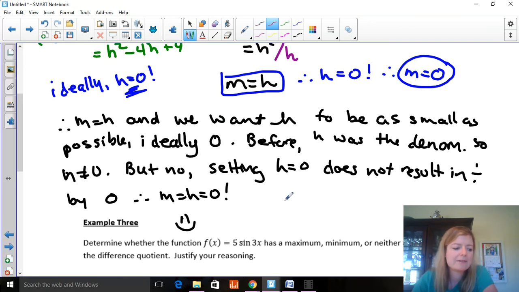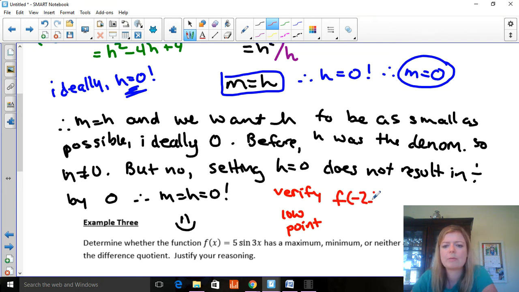So to check that it is in fact a low point, so verify that it's a low point, we can actually just put in numbers into the function. So we can check f at minus 2.1 and f at minus 2 and f at minus 1.9. So notice these aren't the slopes of the tangent before and after. These are just the coordinates before and after to determine that minus 2 is lower than both minus 2.1 and minus 1.9. So minus 2, we already figured out up there, was minus 25.